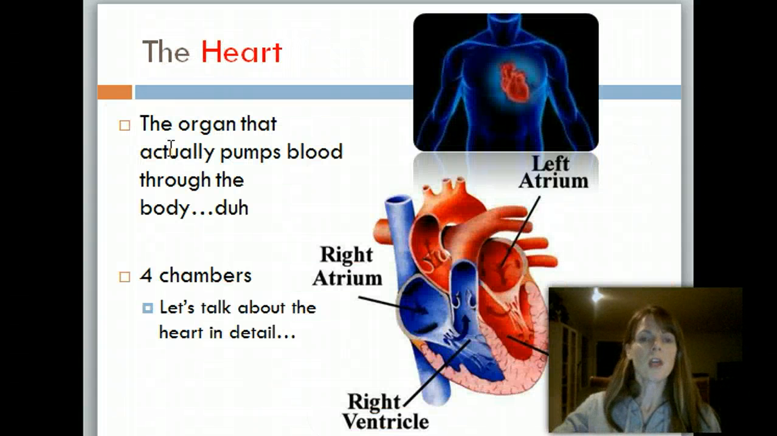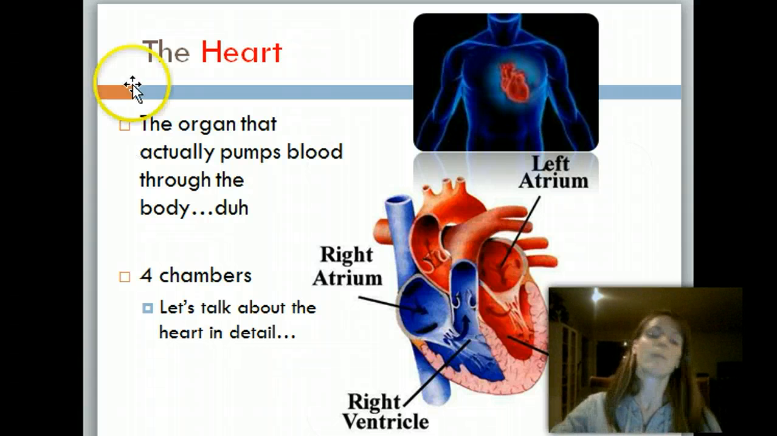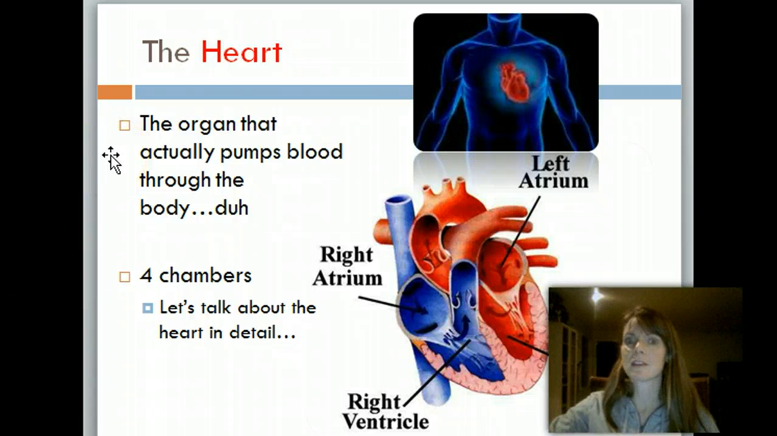The heart. Now, I could spend endless hours talking about the heart because there's so much to it. But I am going to try and go through this quick enough, but yet deep enough so that you guys understand what's going on. So obviously the heart is the organ that actually pumps the blood through the body. Well, obviously. But okay, a little bit more intense. It's not just that it pumps, there's a specific way that it pumps and specific directions that it goes. So the heart, our heart in particular, has 4 chambers.